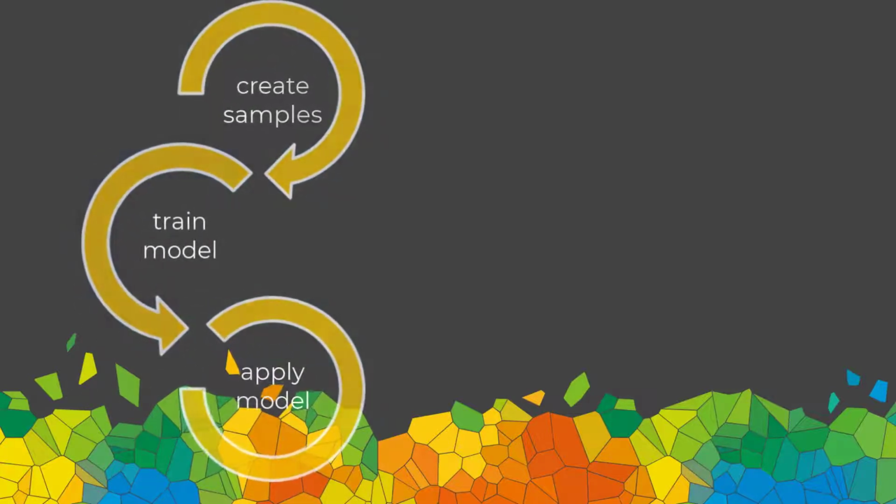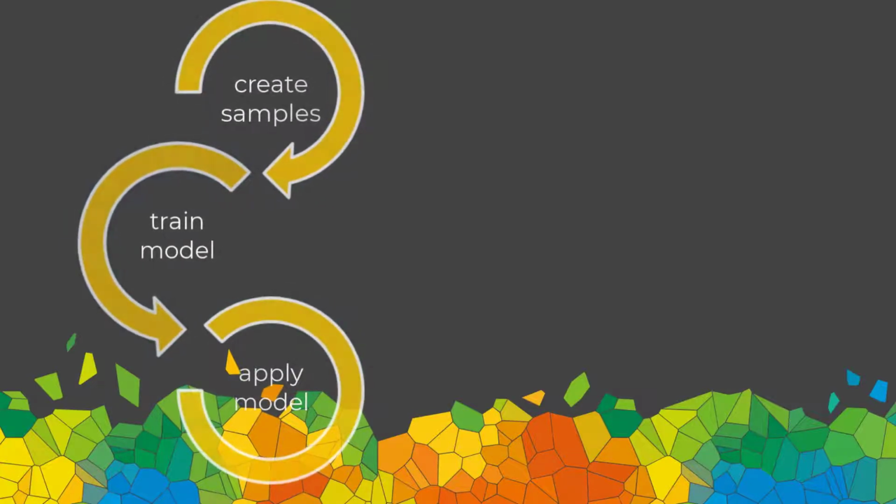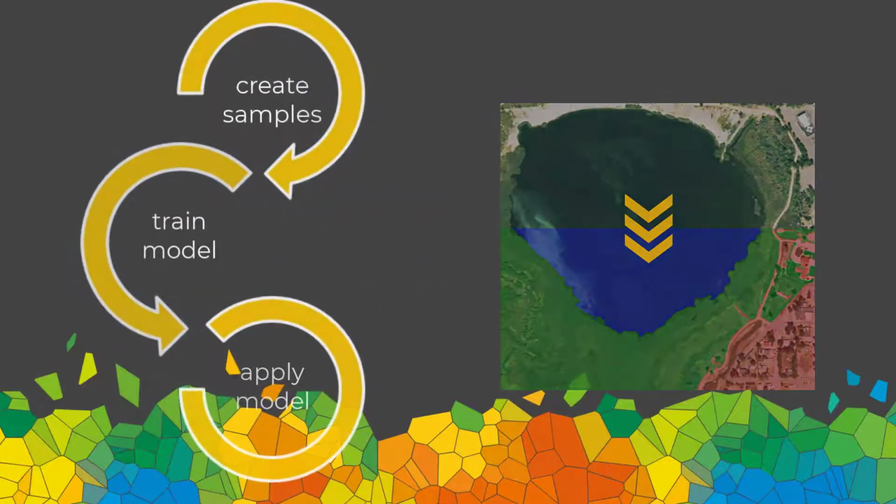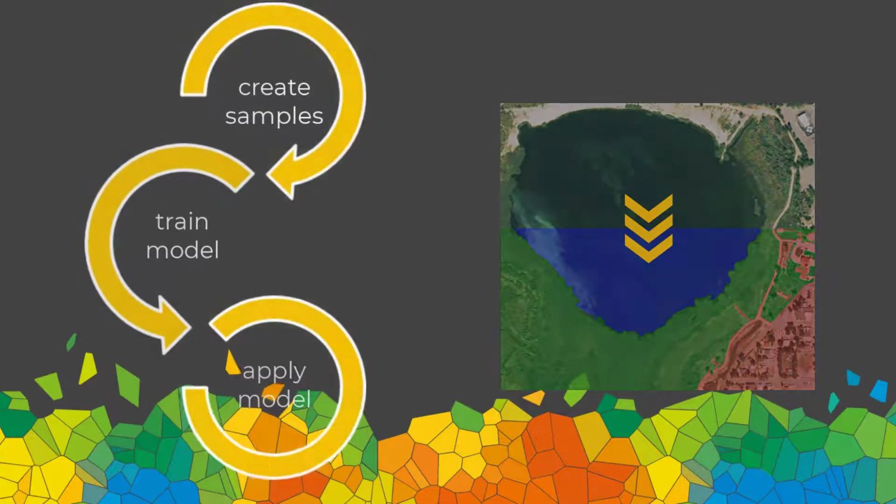That's the basic workflow. So you need to create samples, then you train a model, and then you apply the model. And then your object's gonna be classified based on your samples that you've created.